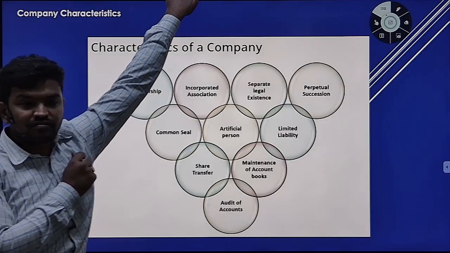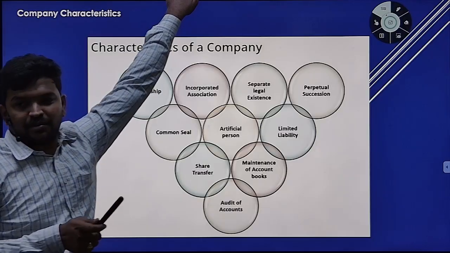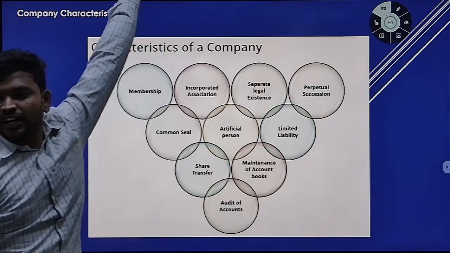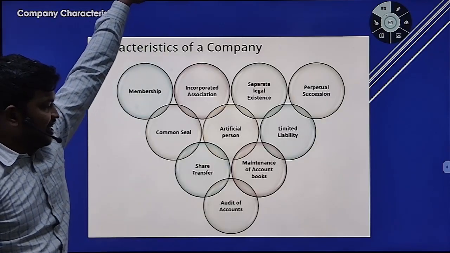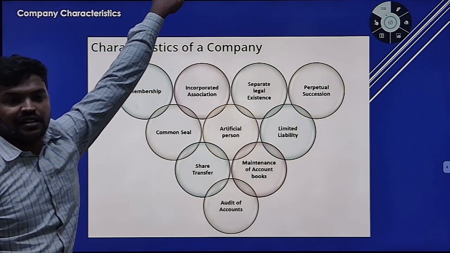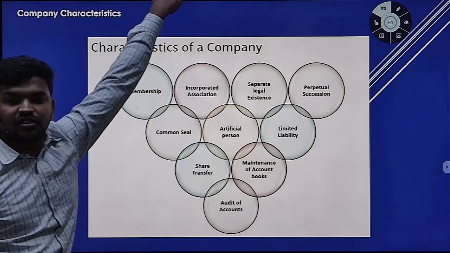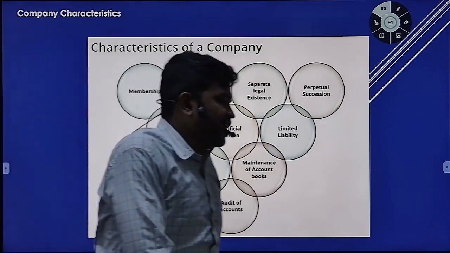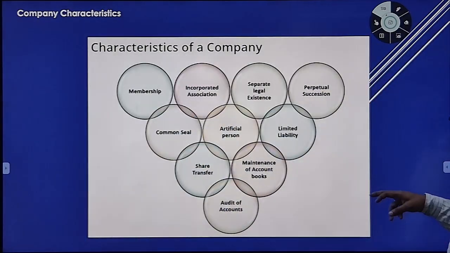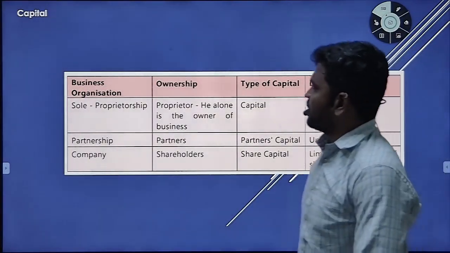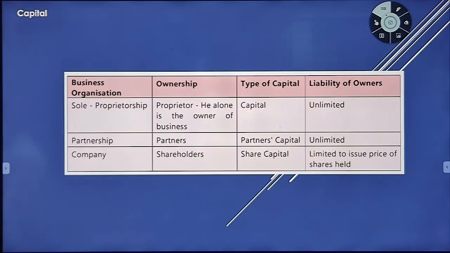Clear? Partnership may have unlimited liability. Sole proprietor may have unlimited liability, not in the case of a company. Clear? Next, share transfer I have already discussed. Maintenance of account books: you need to maintain your books of accounts in the registered office of the company. Audit of accounts: audit is generally done everywhere. For every form of organization, currently audit is compulsory. Now, business organizations. Sole proprietor, he is the owner of the business.